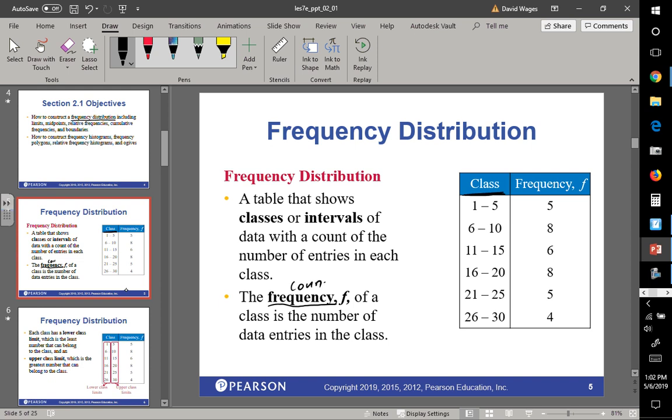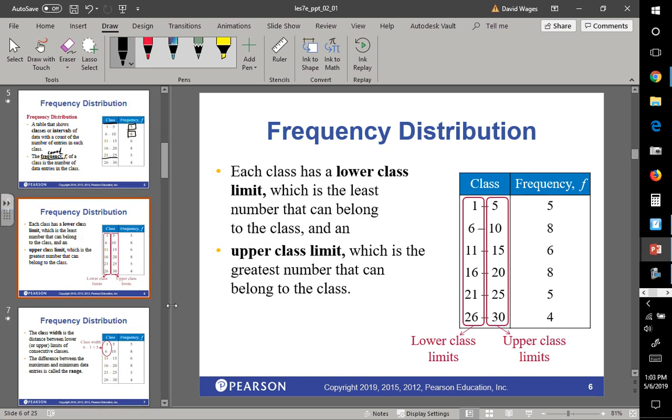So the frequency is just how many items fall into this category. So whatever this data represents, values from 1 to 5, there are 5 of those. Values from 6 to 10, there are 8 of those. There are 5 values between 21 and 25.